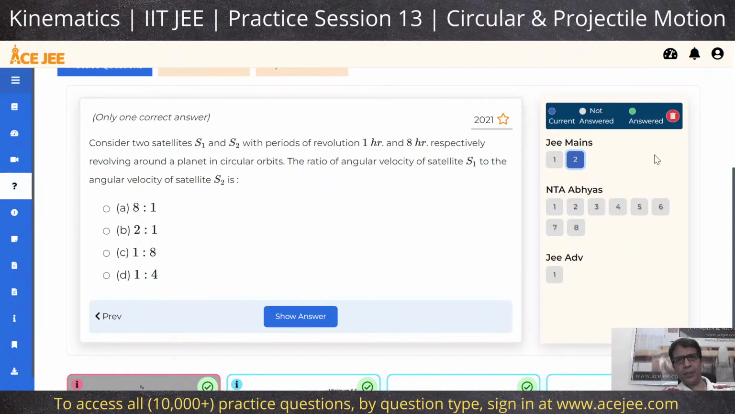Now, what is time period? Speed is distance by time, so time is distance by speed. How much distance does it travel? 2 pi r. Wonderful. So 2 pi r divided by speed v. In terms of omega, how will you write that? It will be again 2 pi r divided by v. V is omega r. So 2 pi by omega.